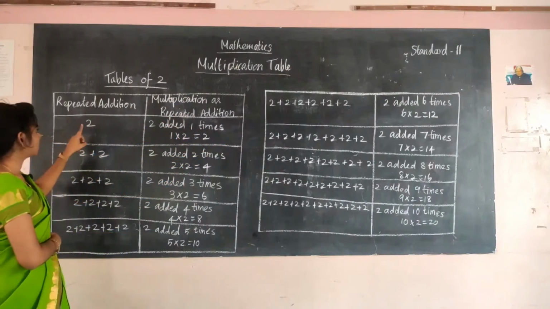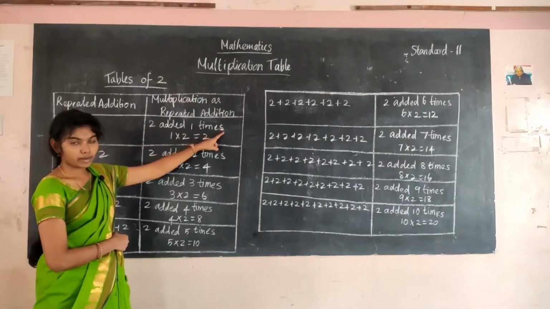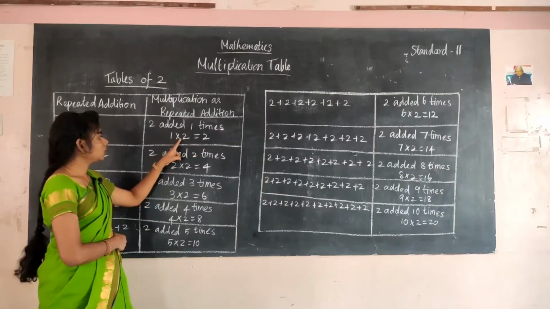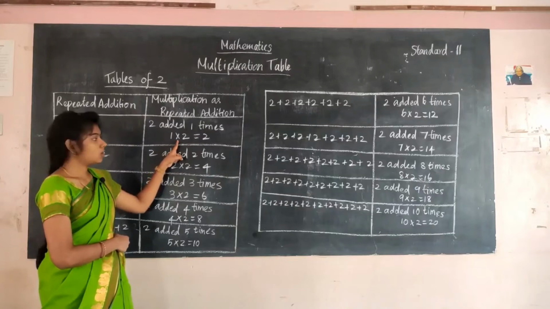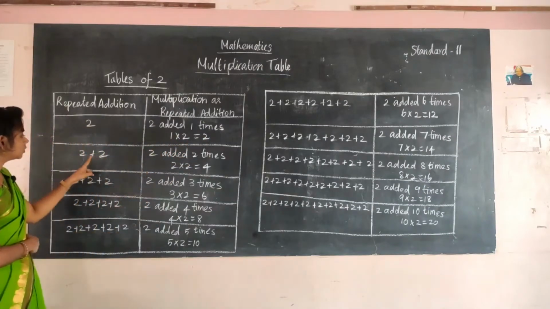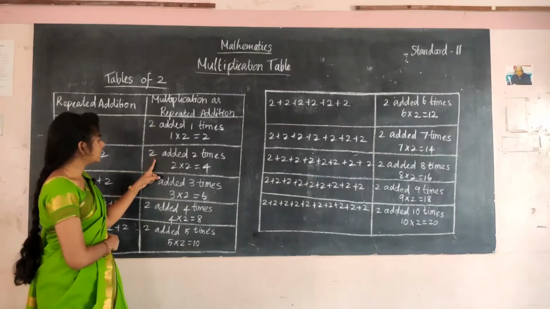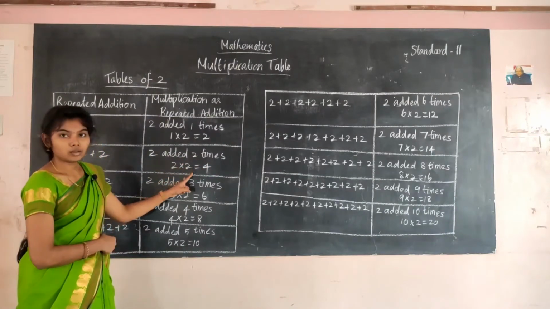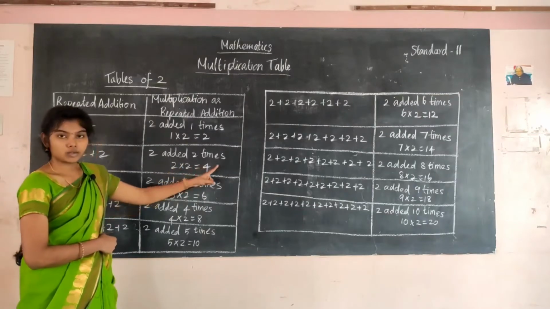See here, there is 2, only one time. So 2 added 1 time. In the multiplication sentence how will it be? 1 into 2 is equal to 2. This cross sign is said to be times. 1 times 2 is equal to 2. And here the 2 is written twice, 2 plus 2. 2 added 2 times. In the multiplication sentence, 2 into 2 is equal to 4. Into is times. 2 times 2 is equal to 4.